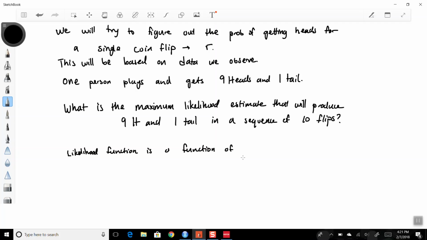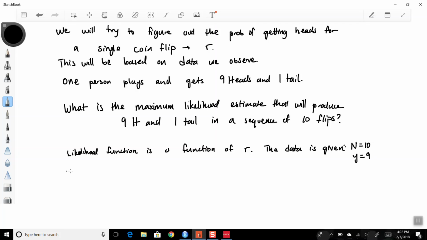Okay? All right, and so the likelihood function, this is a function of what? The likelihood function. So the parts that are given to us is our data. And the thing that we are going to adjust to try to maximize is what? Is R, the probability of flipping heads. Okay? So the likelihood function is a function of R. The data is given. And the given data is n equals 10 and y equals 9.